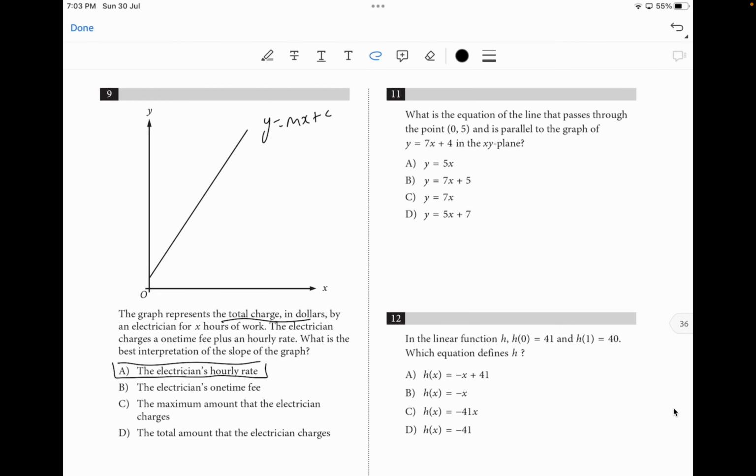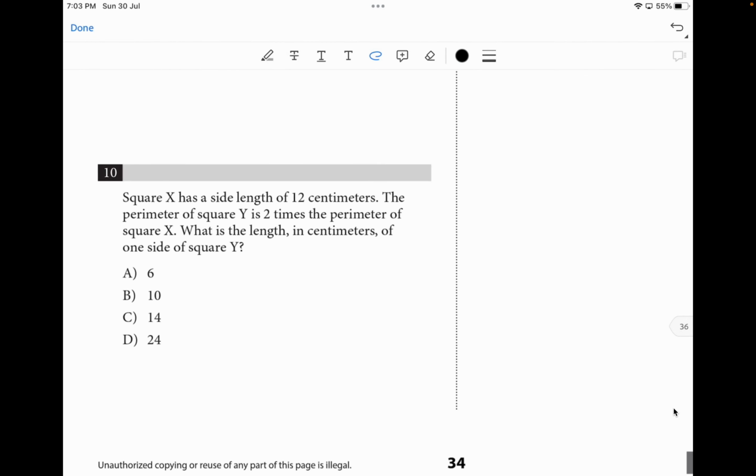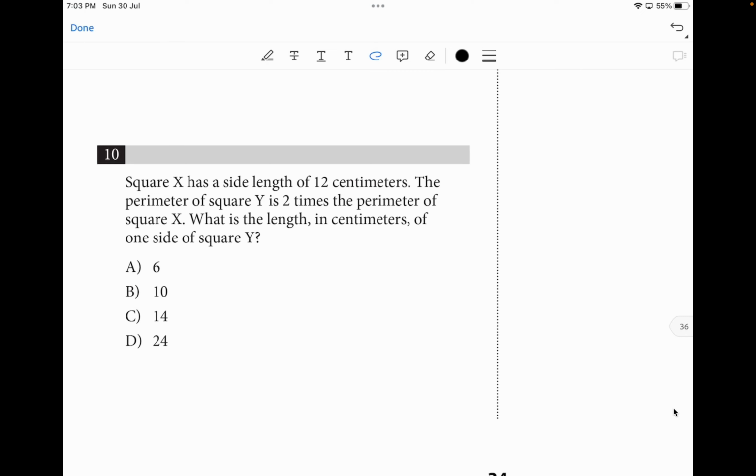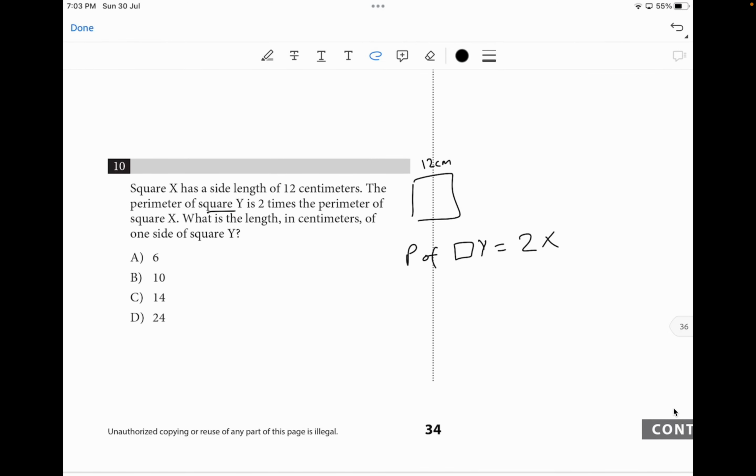Question number 10. Square x has a side length. So square x, we know that it is a square. It has a side length of 12 centimeters. So we know that it's going to be 12 cm. The perimeter of square y is 2 times the perimeter of square x. What is the length in centimeters of one side of square y?